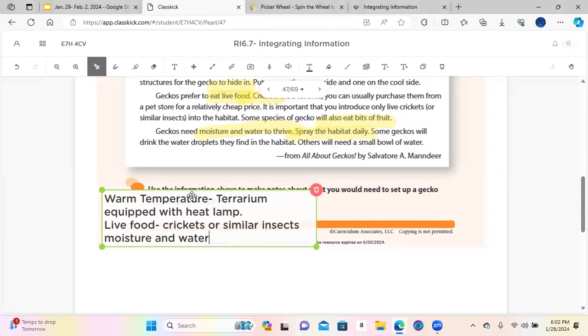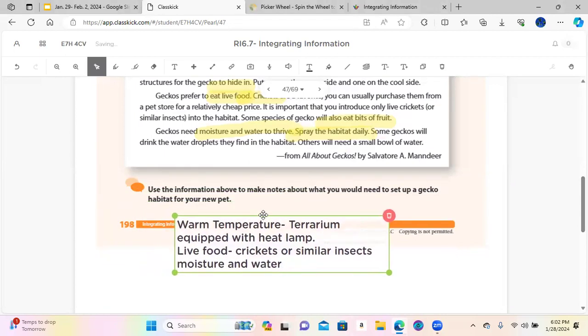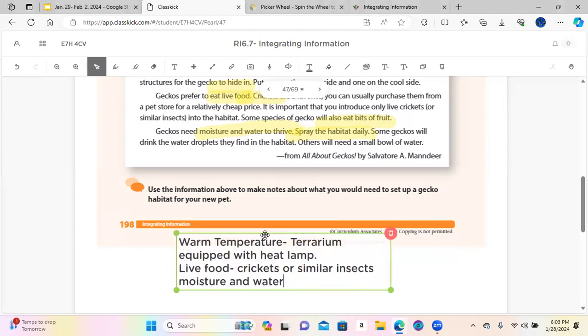Okay, so let's share out what you have written down about what you need to set up a gecko habitat. So we know that the gecko needs warm temperature. So we can set up a terrarium equipped with heat lamp. They also need food, and they like live food. So we need crickets or similar insects. And they also need moisture and water. So we'll be spraying the habitat and providing water for the gecko. All right.